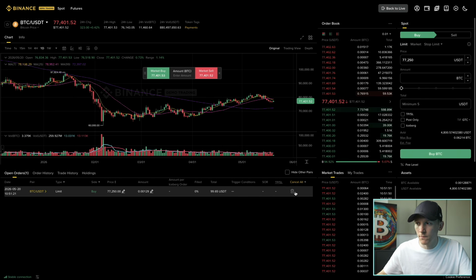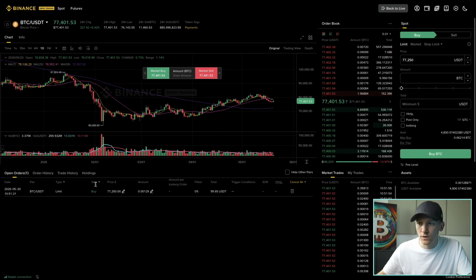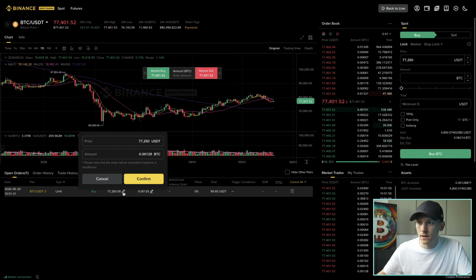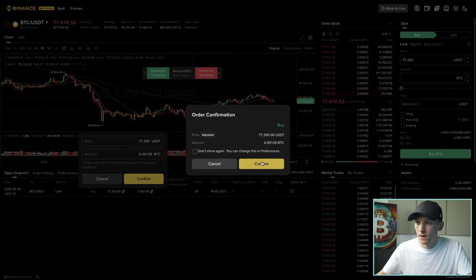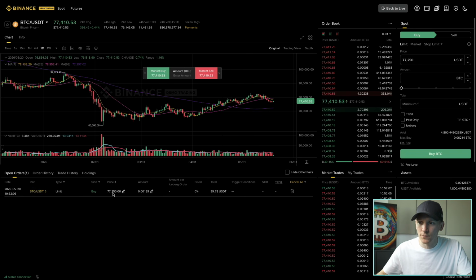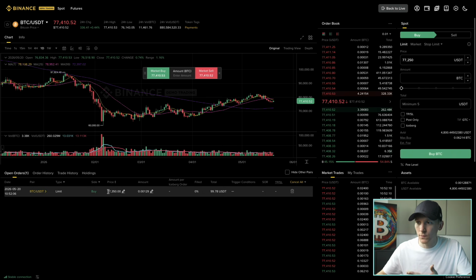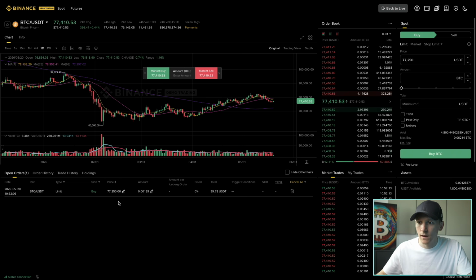On the right-hand side, you can press the bin icon to cancel the order completely. Or you can edit the price and the amount. So let's go to edit here. Let's put it up to 77,350. And that will have a much higher percentage chance of getting done, right? So press confirm here, and that just edits the price I'm willing to trade at. Now, of course, the amount will obviously change as well because we wanted to spend $100, right? So that's how you edit the order. And if you want to cancel the order on the right-hand side, you can just press that.